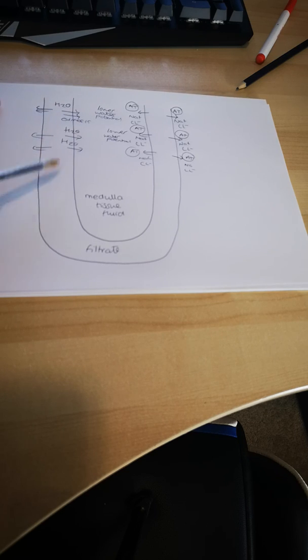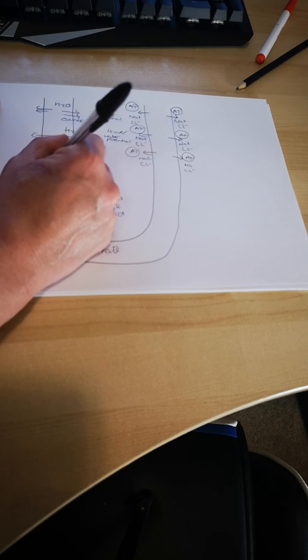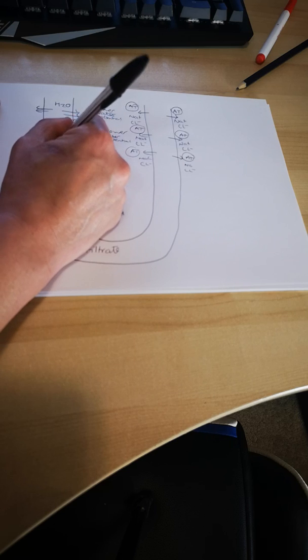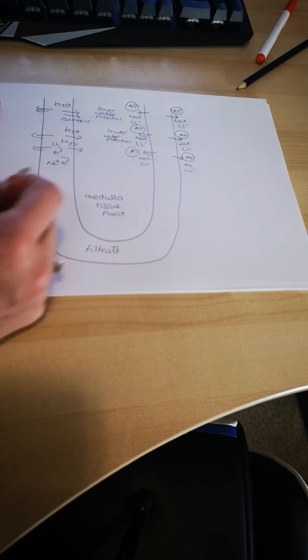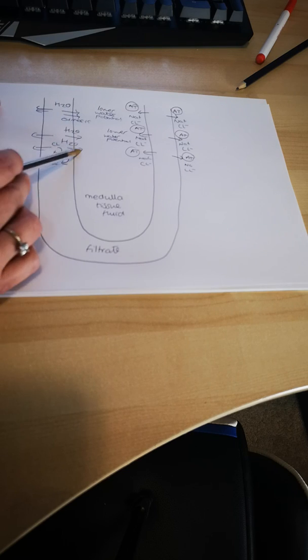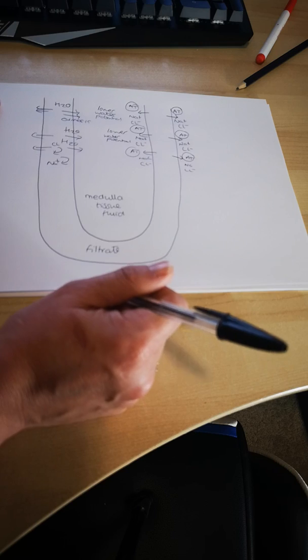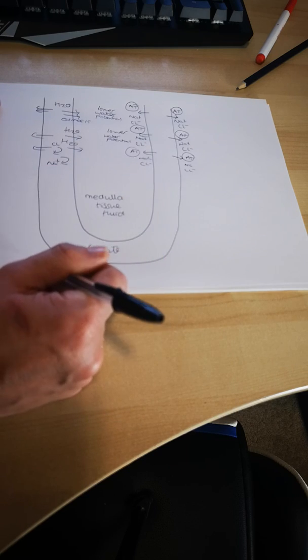The descending limb, although permeable to water, what's really important to tell you to understand why the concentration of the filtrate is going up, is that it's impermeable to ions. So they have to stay inside the descending limb. Water's moving out. Therefore, it's becoming more concentrated inside the filtrate. Okay, so why does water keep moving out then?